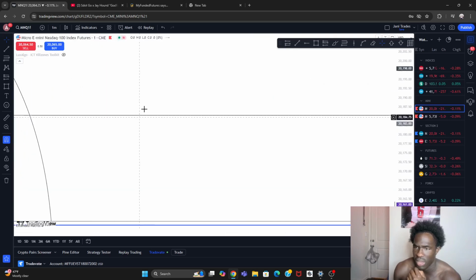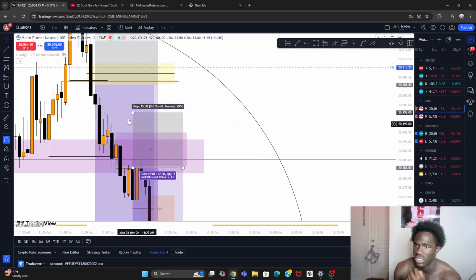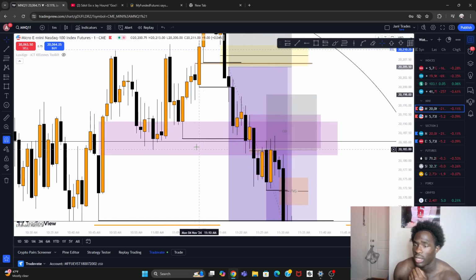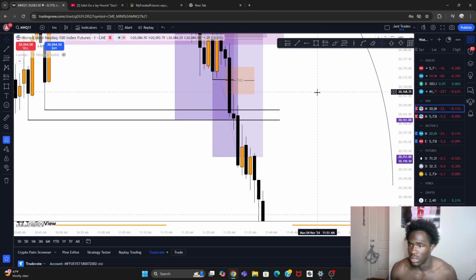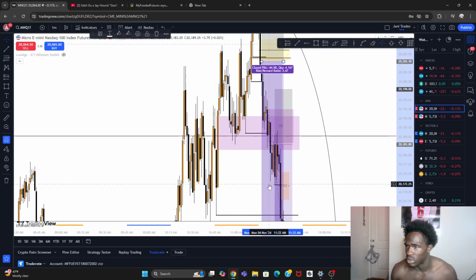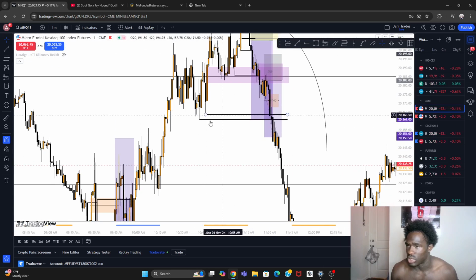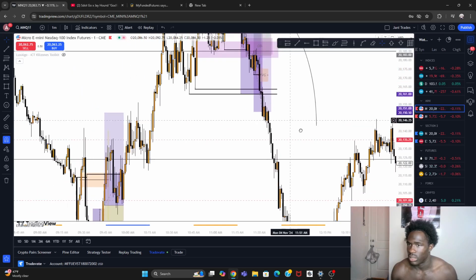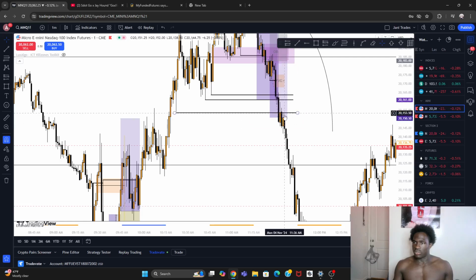But since the price already tapped into it once, I use that as some type of support and resistance level. And we rode this all the way down for, what was it, a 1 to 2.5, 1 to 3. Then these were our take profits right here. And yeah, that was literally the trades. As you can see here, you see how price just chops around this area.